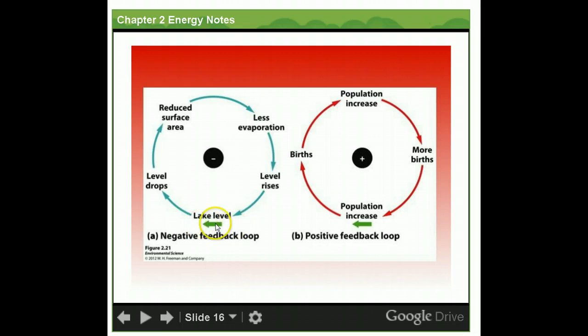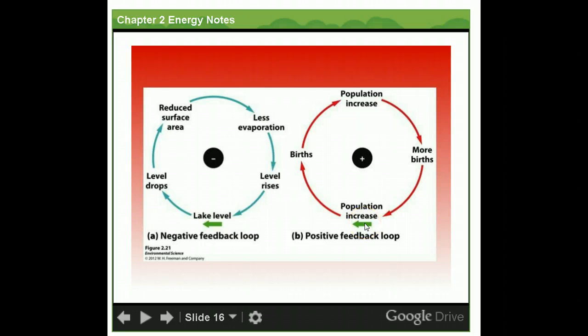So let's look at it once you get the idea. Say we have a lake, at a particular level of water. The level drops because maybe some people take some out of it. They use some of the water. Then you have less surface area. It shrinks, and because it shrinks, it's going to have less evaporation from the sun. And because it has less evaporation, the level is going to rise, and the lake is going to go back to where it was before. So that's a negative feedback loop. Because you reduce the surface area, you have less evaporation. So negative means less.